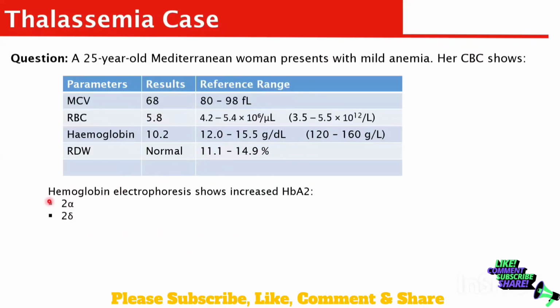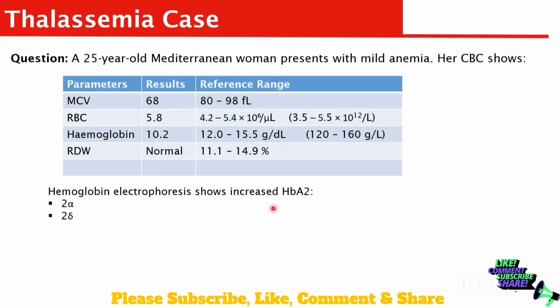Now, they've done a further test, interestingly, and they've done hemoglobin electrophoresis, something like HPLC, high performance liquid chromatography. They've done this hemoglobin electrophoresis, and the result showed an increased hemoglobin A2. Remember that hemoglobin has 4 polypeptide chains.